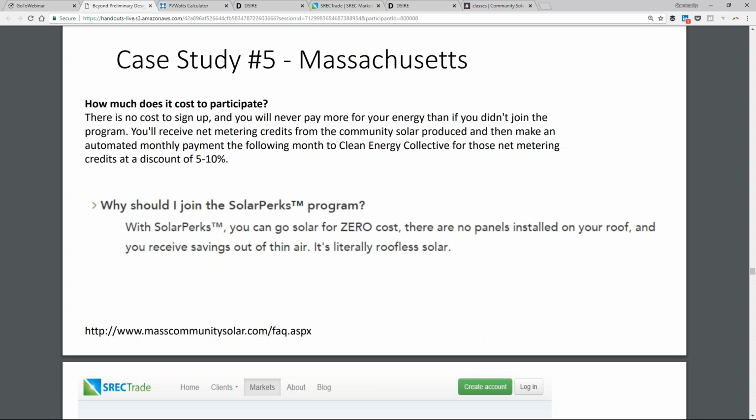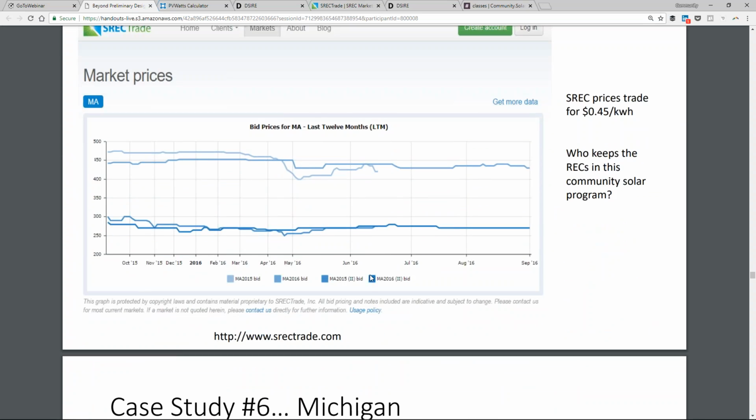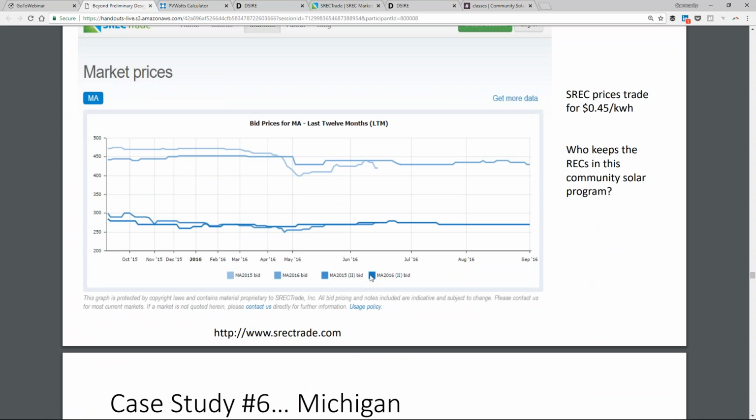But the only reason why this works in Massachusetts is because their REC prices are so high. So when your renewable energy credits are trading at 3 to 4 times the retail price of electricity, the retail price of electricity doesn't really matter anymore. And so they can get a customer and say, look, you're paying 20 cents a kilowatt hour for your electricity. Sign up for our community solar project, and we'll immediately knock your rate down from 20 cents down to 16 cents. And so the customer, they're like, wow, that's a great deal.